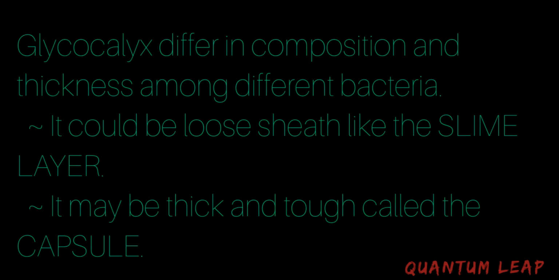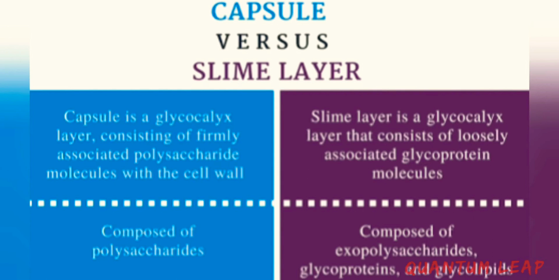Glycocalyx differs in composition and thickness among different bacteria. It could be a loose sheet called the slime layer in some, while in others it may be thick and tough, called the capsule. So here is a table drawn for you showing the differences between capsule versus slime layer.